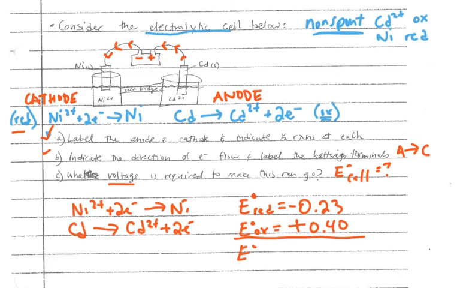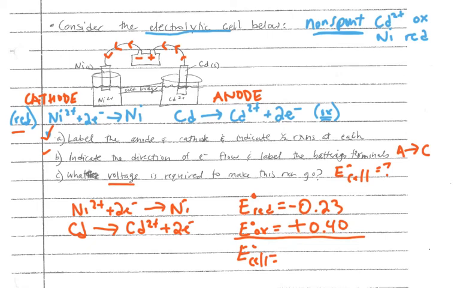So the E cell is, should I do this right? Negative 0.23... frick. I did it backwards. I did it all backwards.